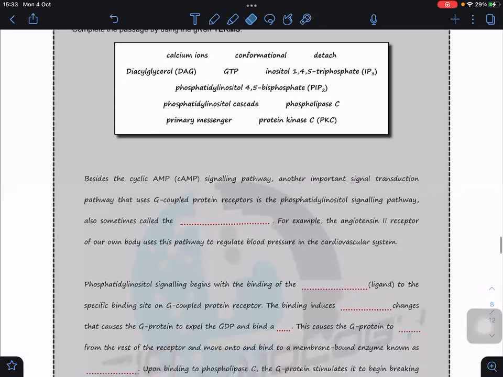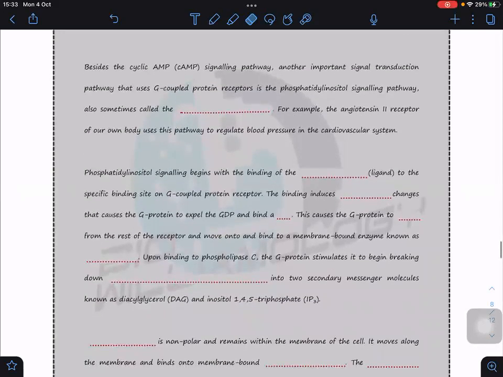What's the correct answer? Besides the cyclic AMP signaling pathway, another important signal transduction pathway that uses a GPCR is the Phosphatidyl Inositol signaling pathway, or sometimes called the Phosphatidyl Inositol cascade. Again, it's a cascade. For example, the angiotensin 2 receptor of our body uses this pathway to regulate our blood pressure in the cardiovascular system. Blood pressure has to do with muscle contraction, and calcium ion is also involved in muscle contractions.